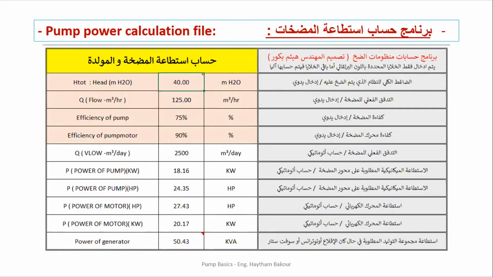Let's see what happens if we increase the flow rate from 40 to 80, as double. The power of the pump is going to be increased as double, and the power of the motor is going to be increased as double, as the relation between them is linear. It's on the same line.